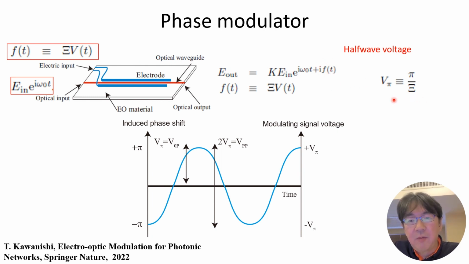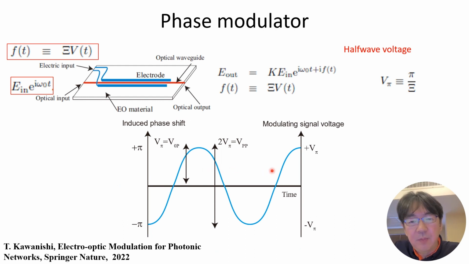We define this one as the half-wave voltage. If we apply an electric signal whose voltage is equal to the half-wave voltage, for example, you can see if we put it here, the phase shift should be equal to pi. So V pi means the required electric signal voltage to induce a 180 degrees phase shift.